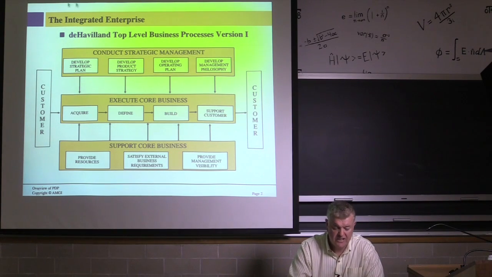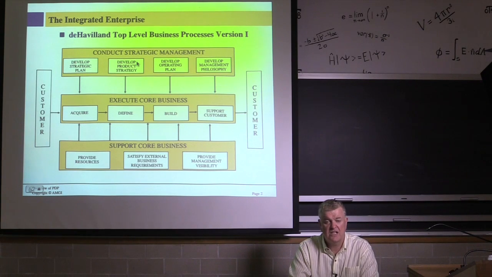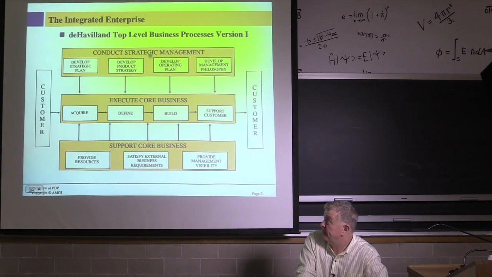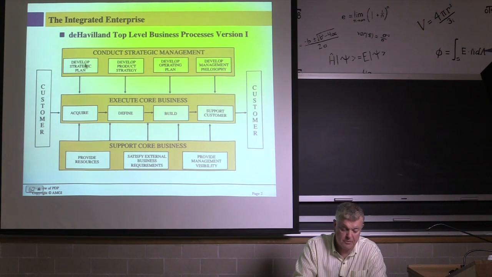So this is the early version of looking at the company. Instead of looking at it from an organizational point of view, looking at a process point of view, we talked about integrated enterprise concepts in previous slides. So what we said was that the Tier 1 business process was conduct strategic management. These are the top 4 sub-processes here.